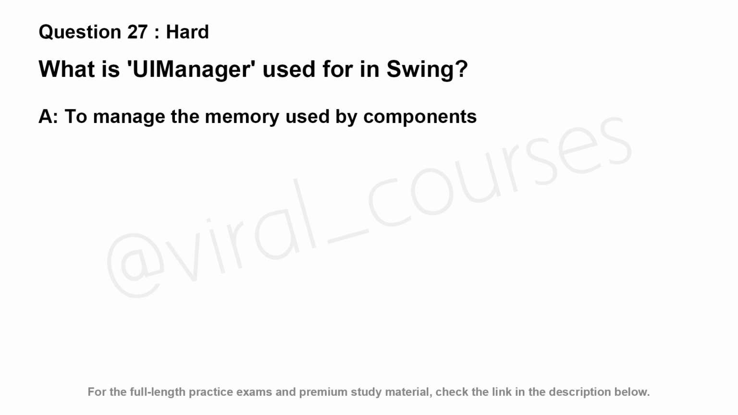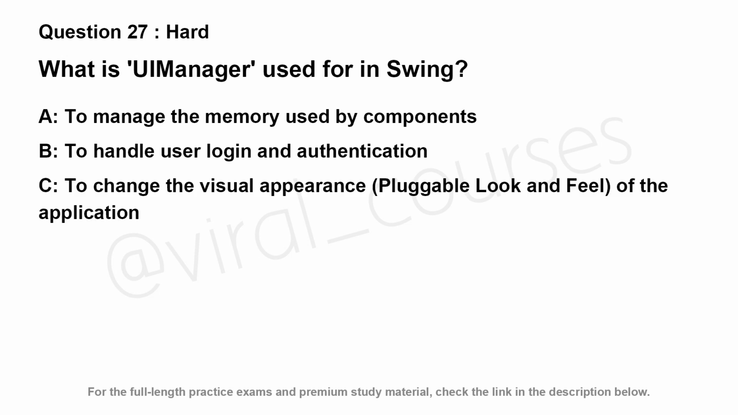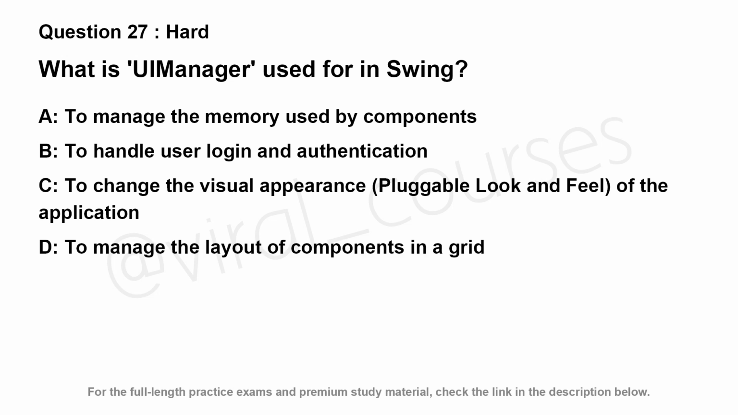What is UIManager used for in Swing? Option A, to manage the memory used by components. Option B, to handle user login and authentication. Option C, to change the visual appearance (pluggable look and feel) of the application. Option D, to manage the layout of components in a grid.